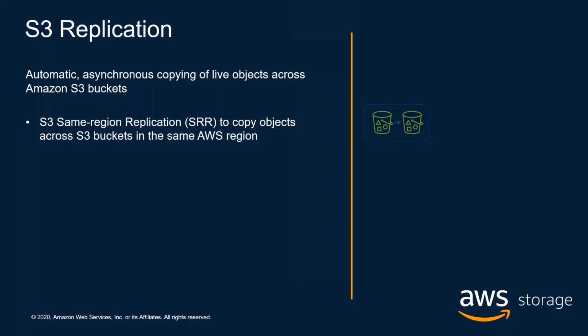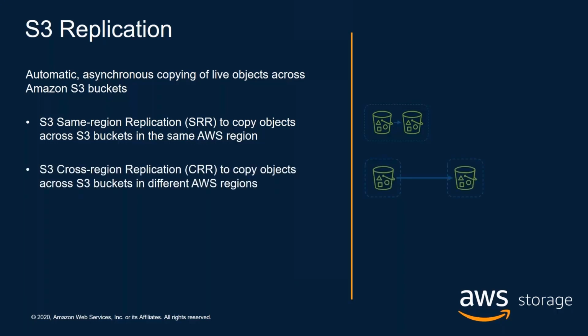Number 1, aggregate logs. If you store logs in multiple regions or across multiple accounts, you can easily replicate logs into a single in-region bucket. 2, configure live replication between production and test accounts. If you or your customers have production and test accounts that use the same data, you can replicate objects between those multiple accounts while maintaining object metadata. And 3, abide by data sovereignty laws. You might be required to store multiple copies of your data in separate AWS accounts within a certain region.